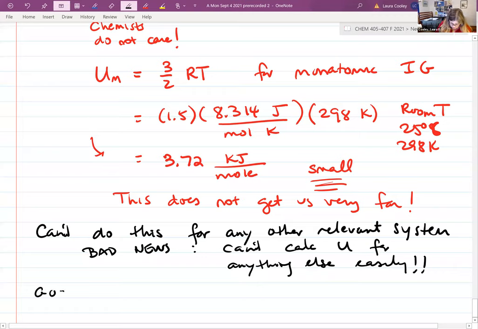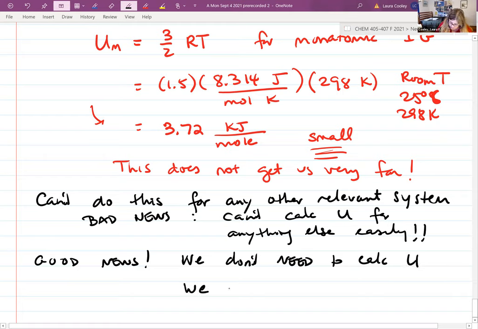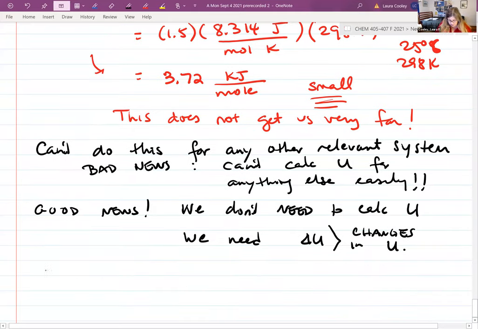But there is good news also. And that good news is that we don't need to. The first law does not talk about U. It talks about delta U, okay? So we don't need to calculate U. We need delta U. We need changes in internal energy. And the first law gives us kind of a rough recipe, right?